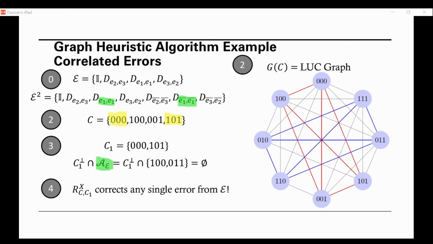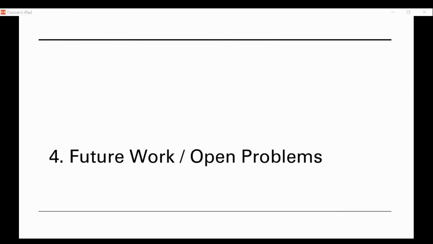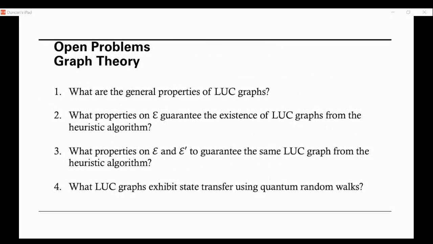So there's our graph heuristic algorithm as an example. And I think that's really all I've got for you besides a list of future work and open problems. So this is really a new area, so lots of open questions. Theory ones are the ones that I'm maybe less capable of solving, so there's plenty of them.